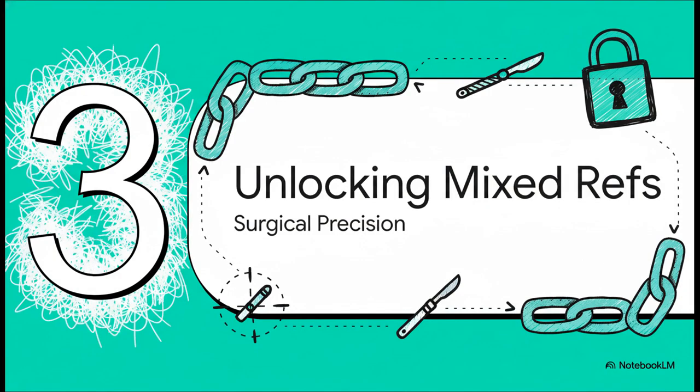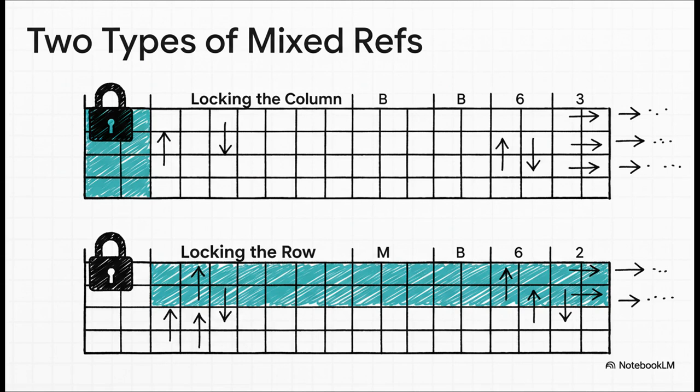Okay, if you've got that, you're ready to take it to the next level. If relative is flexible and absolute is locked, then mixed references, well, they give you surgical precision. This is where you get total control over your formulas. And there are basically two flavors. You can lock just the column, like $A1. This means when you copy the formula sideways, it will always point to column A. But if you copy it down, the row number can change. Or you can lock just the row, like A$1. Now, the row is totally fixed, but the column is free to change as you copy it across.